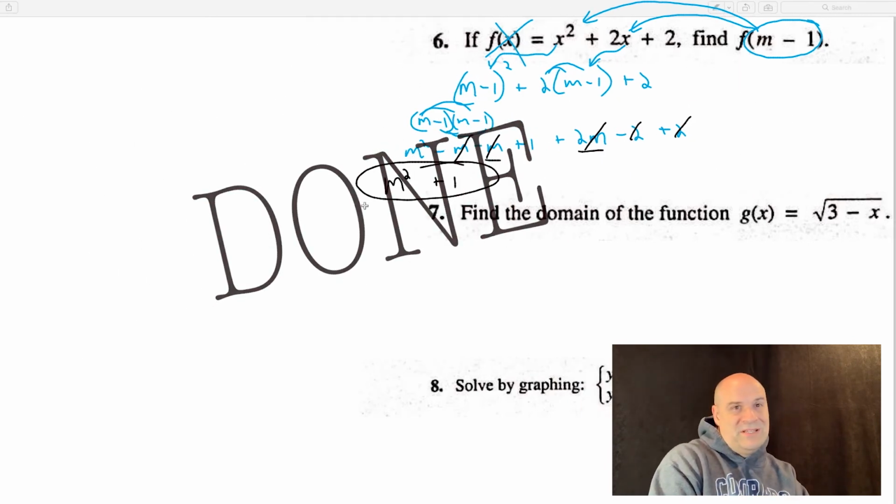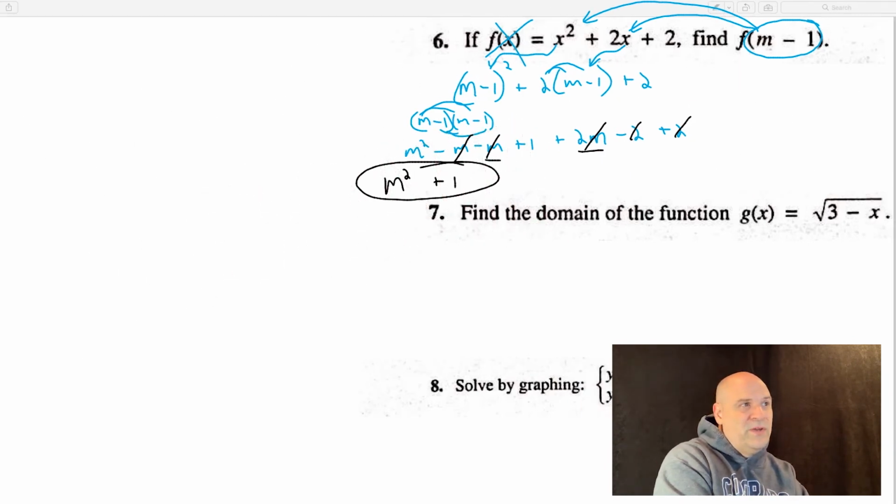All right, number 7. All we're doing is figuring out what we can put into that function that won't break it, okay? So what will break this function?